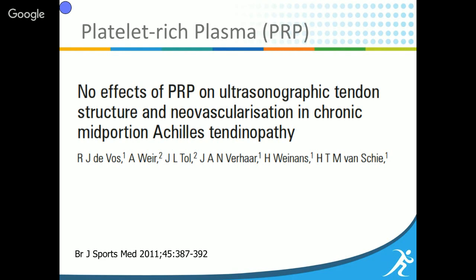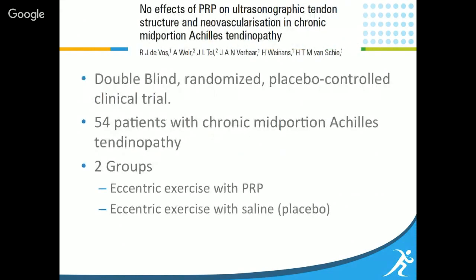So the thought process is, if PRP can interrupt the neovascularization and cause tendon remodeling, they should have less pain. So he wanted to see whether it really changed anything with the ultrasound. He did a double-blind, randomized, placebo-controlled trial with 54 patients with chronic mid-portion Achilles tendinopathy. He had two groups: one group with eccentric exercises with PRP, and the other group with eccentric exercises with saline, which is our control group.